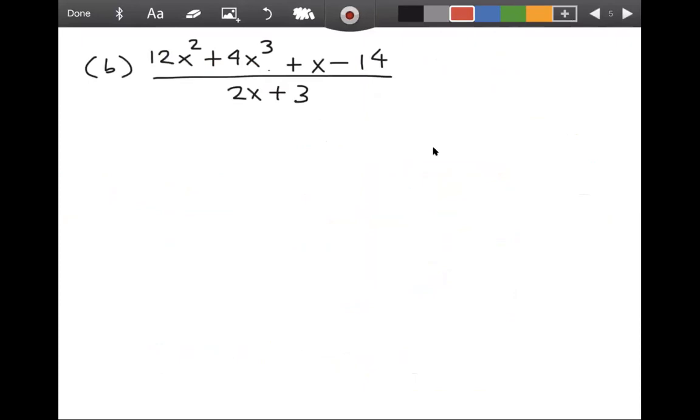All right, here we go. So we're going to start off kind of the same way. 2x plus 3 is the divisor. Okay, now I need to be careful in this one because notice that the terms in the dividend are not written in descending order of powers. I have a squared term and then I have a cubed term. Make sure you put the cubed term first. Both the divisor and the dividend need to be written in descending order.